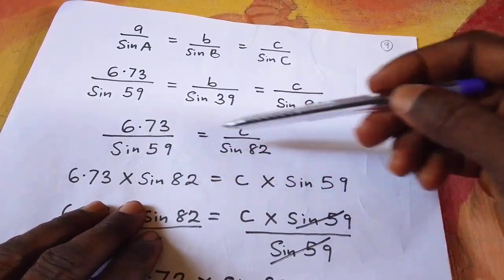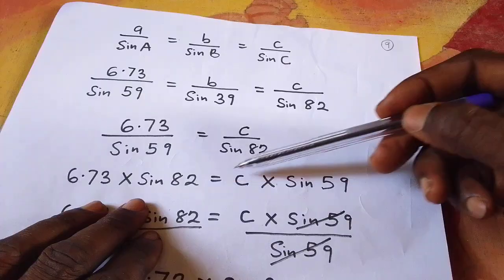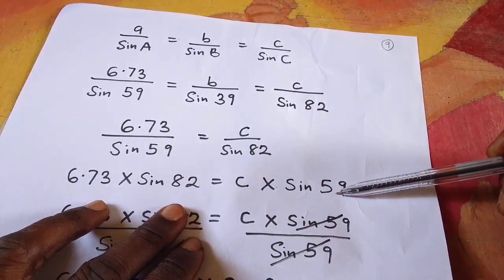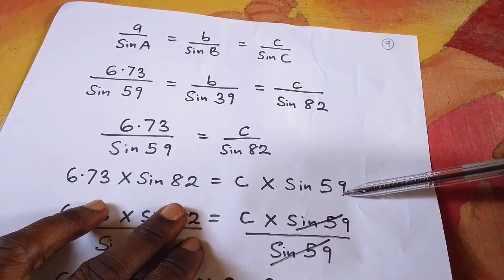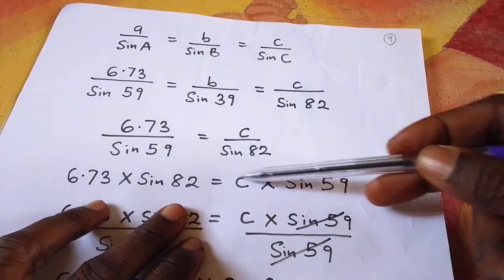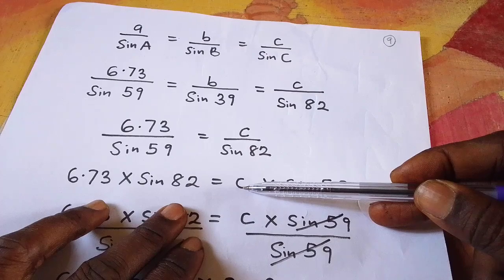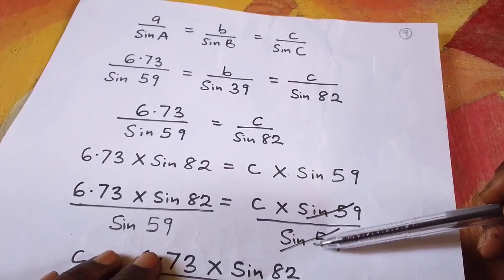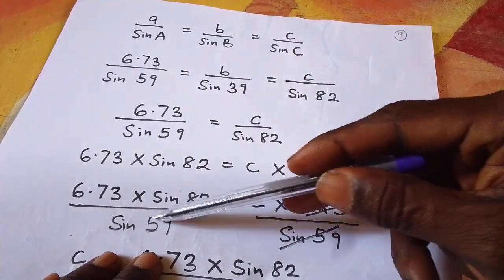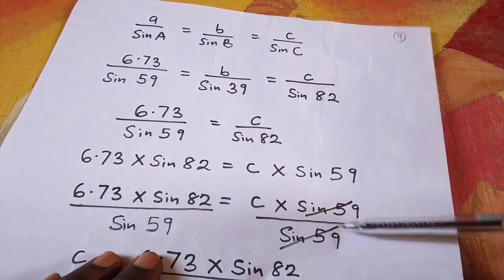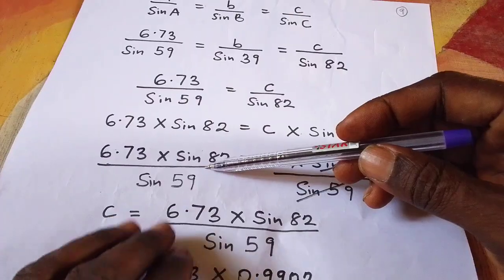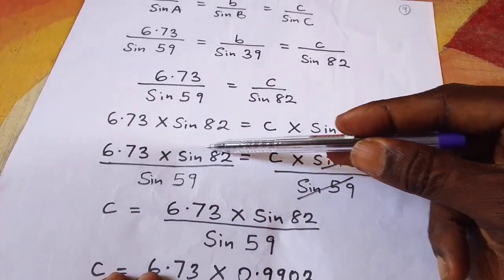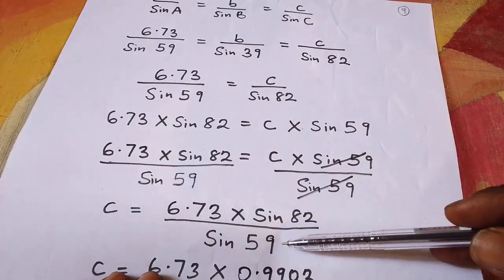So when you cross multiply, this 6.73 times sine 82 will be equal to c times sine 59. To make it easier, after cross multiplying, you know you are looking for c here. So you divide both sides by what? Sine 59. When you divide both sides by sine 59, the sine 59 will cancel out here, remaining c. So that means you are now left with c is equal to 6.73 times sine 82 divided by sine 59.